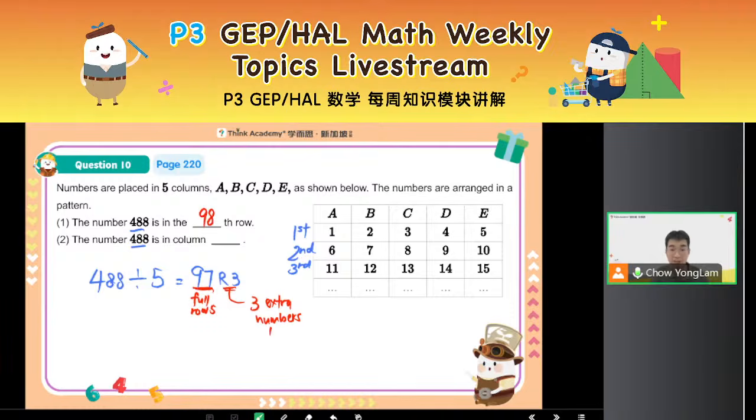We should go to the 98th row. The 3 extra numbers go to the next row. And then we put the 3 extra numbers: first in column A, second in column B, the final one in column C. And that's how you get the answer. The most important thing is that when your pattern is in row form, your remainder will go into the next row after the full rows. So this is an interesting number table question. The pattern lies in what happens in every row.